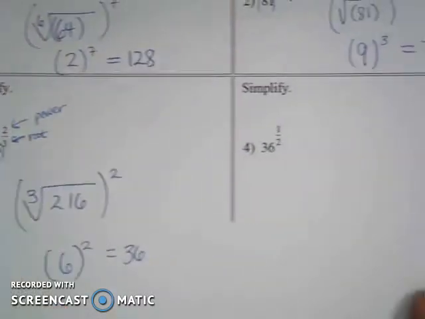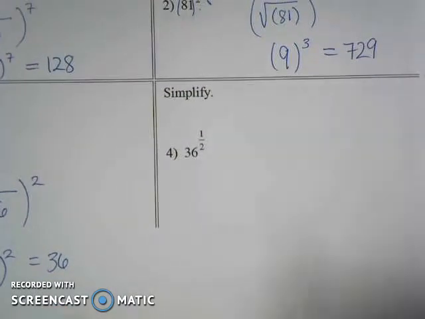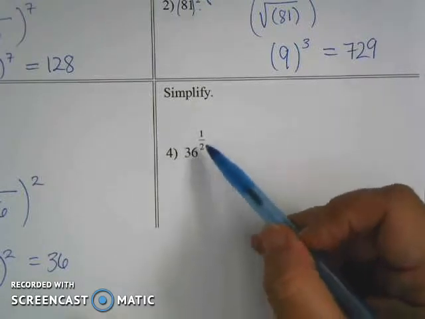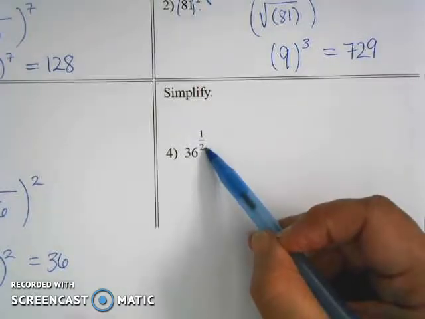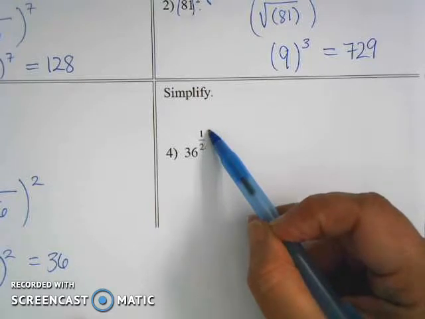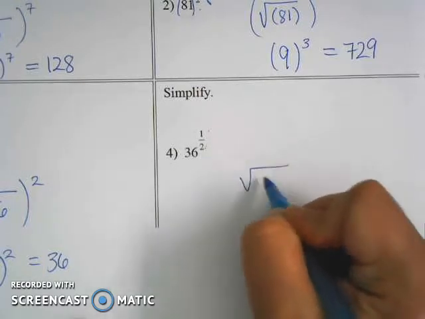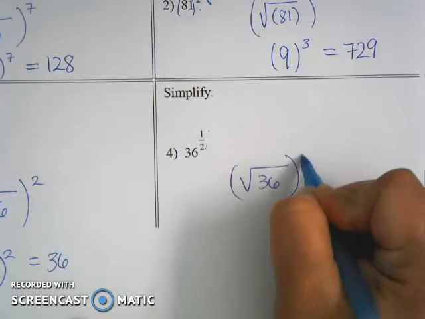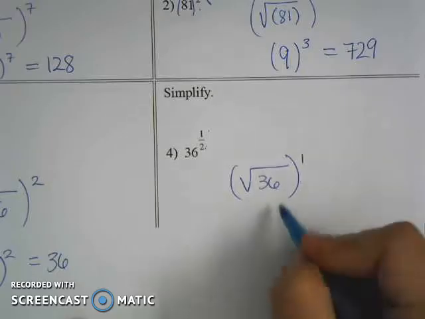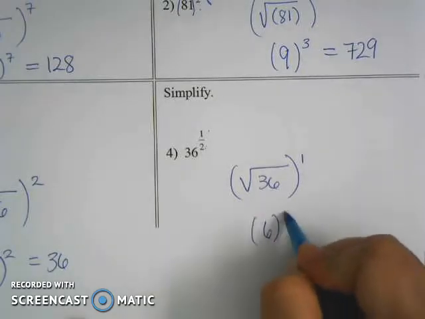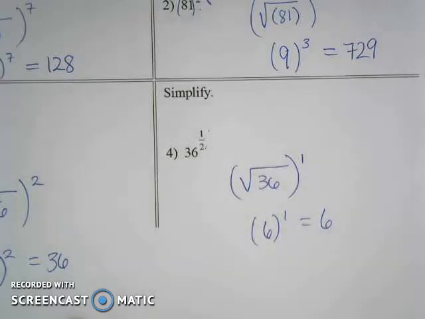The simplest one on the page is right here. This is going to be a square root and then raised to the first power. So this is just a square root of 36 raised to the first power. All right, square root of 36 is 6. 6 to the first power is just 6.